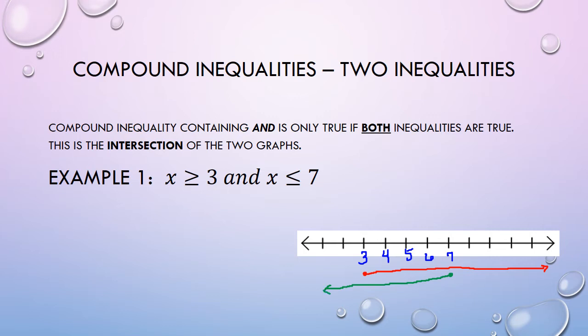So now we're looking here for where do we have shading for both inequalities. And the only place where that is found is right here in between the 3 and the 7. So our final answer would be a closed circle on the 3, closed circle on the 7, and then shading in between there. Because our only shading is where both inequalities are true, and both of them are true between 3 and 7. All right, let's look at another example.